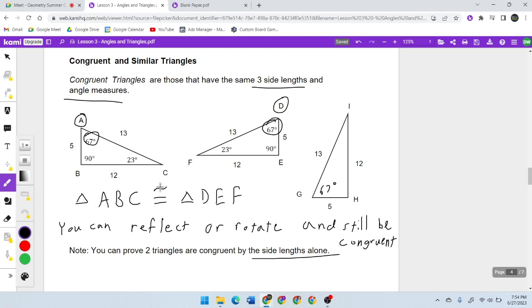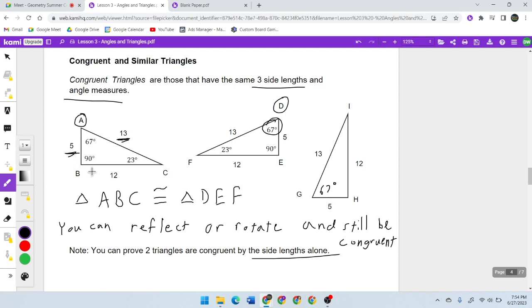Wait, so what were you saying? I'm saying that between the 5 and the 13, see right here, between 5 and 13 is the 67-degree angle. That is going to be the same as angle G on this triangle to the right because they match. Let me finish explaining and then you can ask questions.